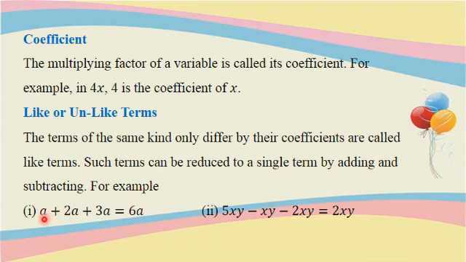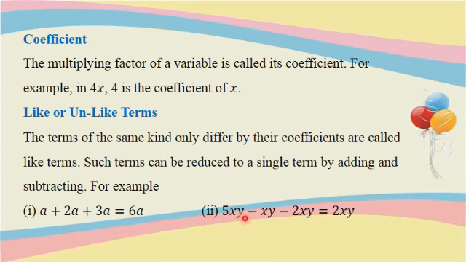For example, a plus 2a plus 3a. We are observing that the terms are like but their coefficients are different, and we can add them. So 1 plus 2 plus 3 is equal to 6a, because when we add the coefficients it becomes 6 and the like term will remain as it is.